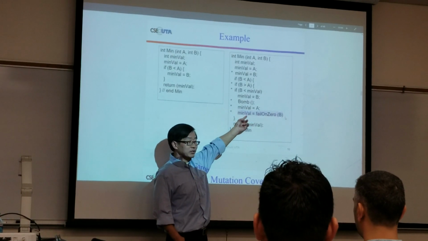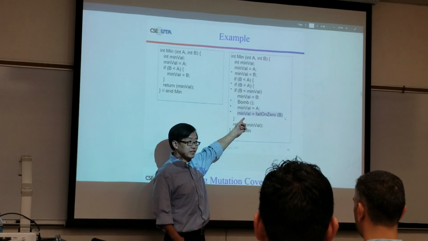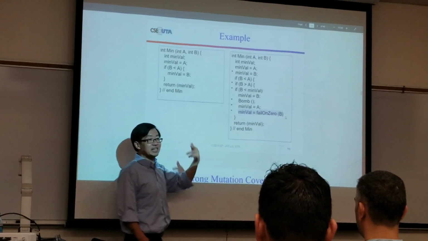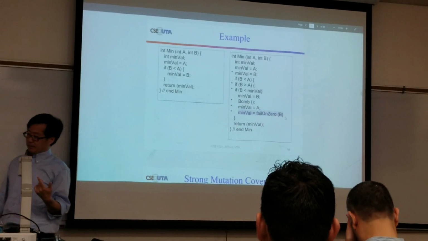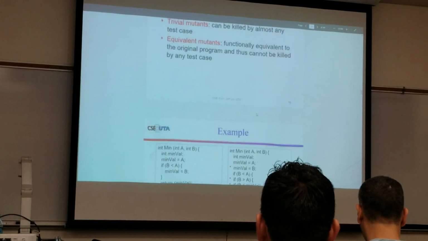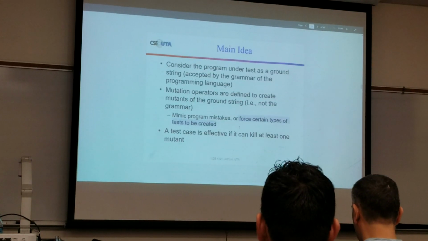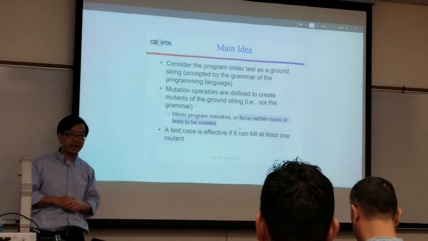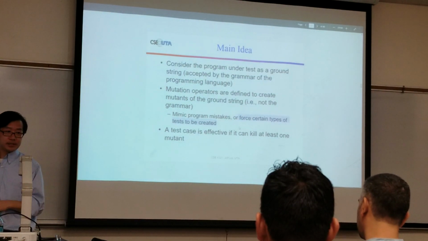So if you want to kill this mutant, you have to make sure P is 0. So these kinds of operators are defined to force certain types of tests to be created during mutation testing.